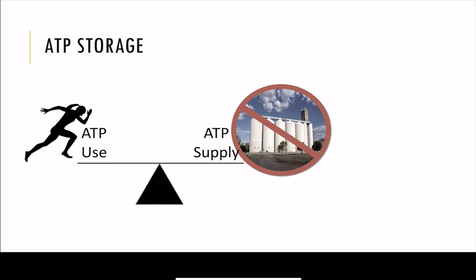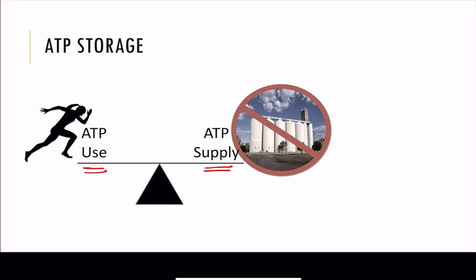So instead of storing it, because it's heavy and hard to store, we are very good at matching ATP supply with ATP use. ATP resynthesis proceeds uninterrupted in the cell. Our cells have multiple pathways to make sure that when we need it, we can make it.